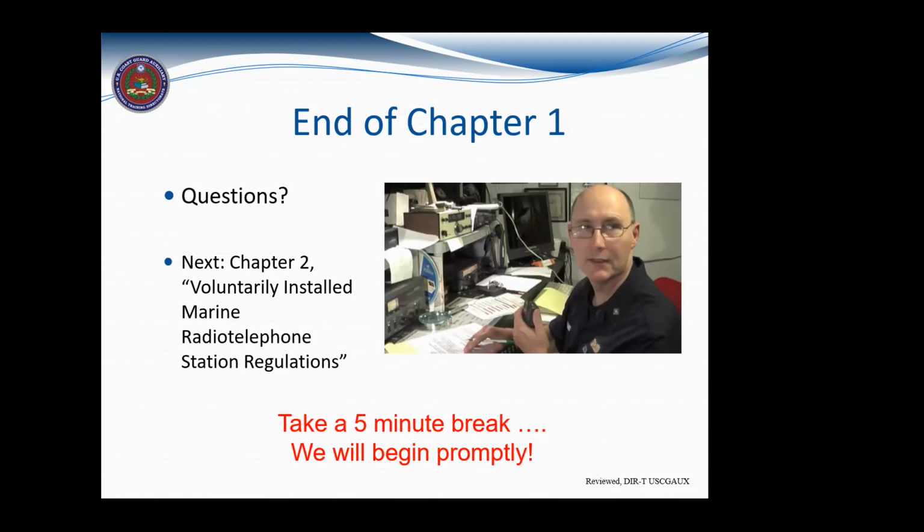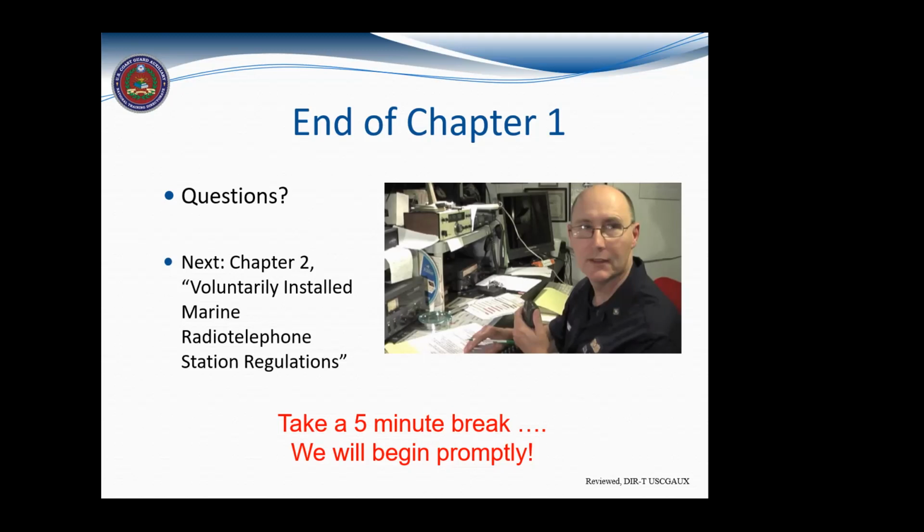Number 4, the correct answer is B. Number 5, the correct answer is D as in Delta. Number 6, the correct answer is C. Number 7, the correct answer is A. Number 8, the correct answer is B.